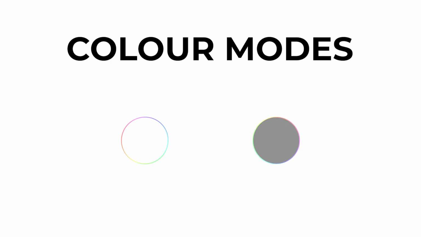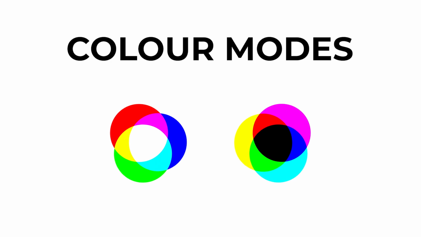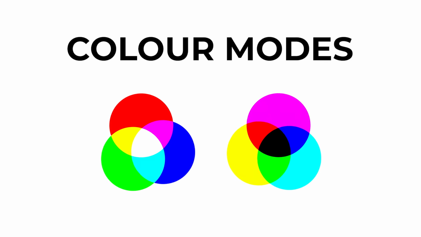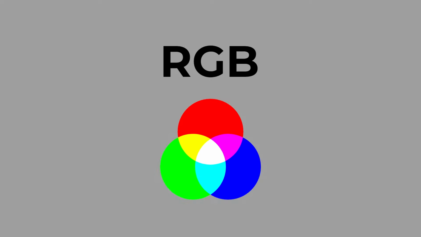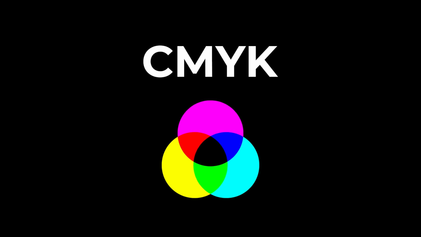Let's begin by looking at two popular color modes. What is a color mode anyway? You may have heard the term color mode or color model and color space. A color mode or model refers to the model used by your computer to represent colors digitally. The most popular color modes we'll be looking at today are RGB, or red, green, and blue, and CMYK, or cyan, magenta, yellow, and key, with the key meaning black.